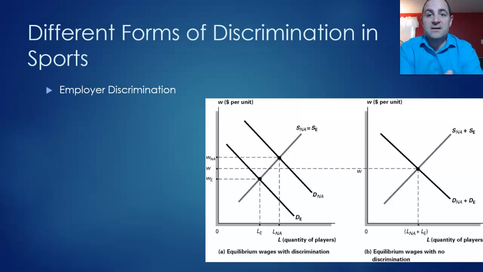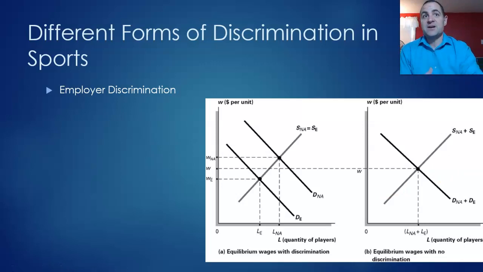Now, if that discrimination is greater than 0, the owner feels that he pays some emotional cost in addition to the wage he pays a European. So when that happens, the amount that's actually being paid to Europeans, both in monetary and non-monetary values, is going to be greater because of that discrimination coefficient.